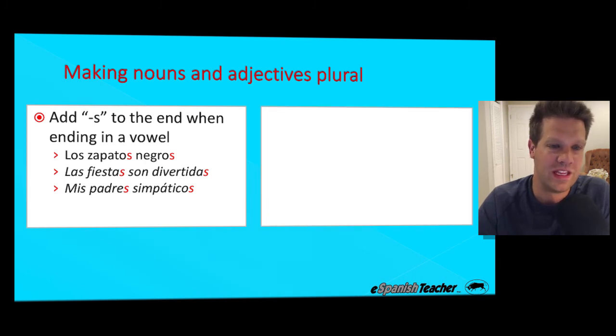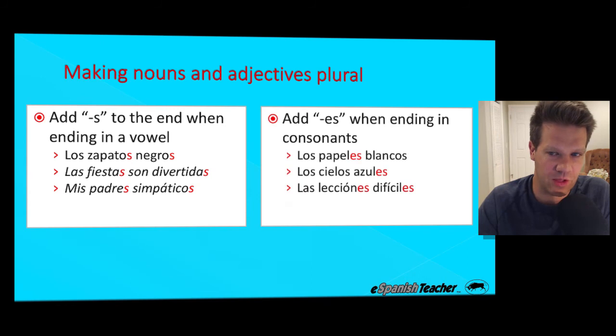Now, when the noun or the adjective that you're working with ends in a consonant, you have to add an ES. Here are some words that are a little bit trickier. The word papel is the first example. Los papeles blancos. Papel means paper. The white paper. Los papeles blancos. Los cielos azules. Notice that azul means blue, and it ends in L. That's a consonant. So you have to add an ES to make it plural.